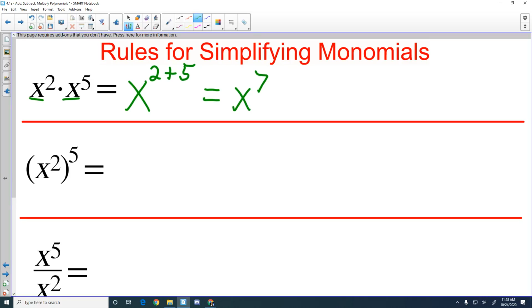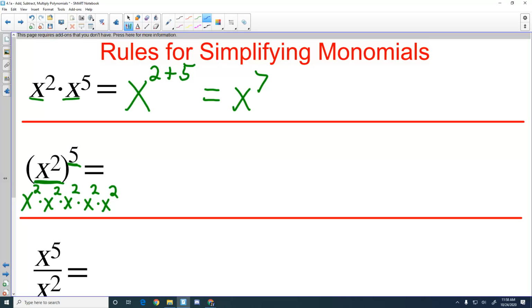Now on that second monomial down here, that's x squared to the 5th. What this really means is I've got 5 x squared. So it's like x squared, that's 1, times another x squared, that's 2 of them, 3 of them, 4 of them, 5 of them, right? I've got x to the second 5 times. So how many x's are all together?